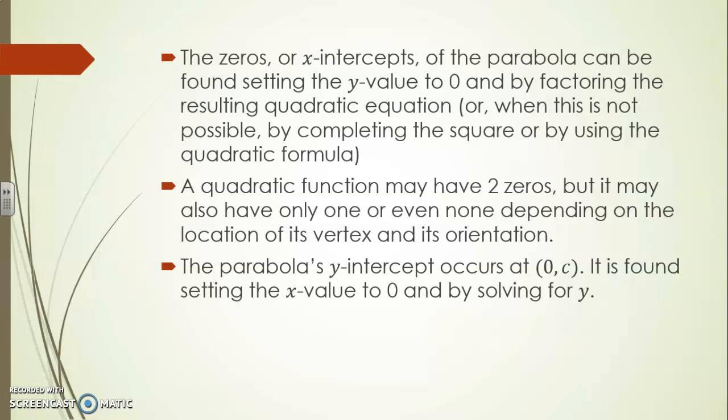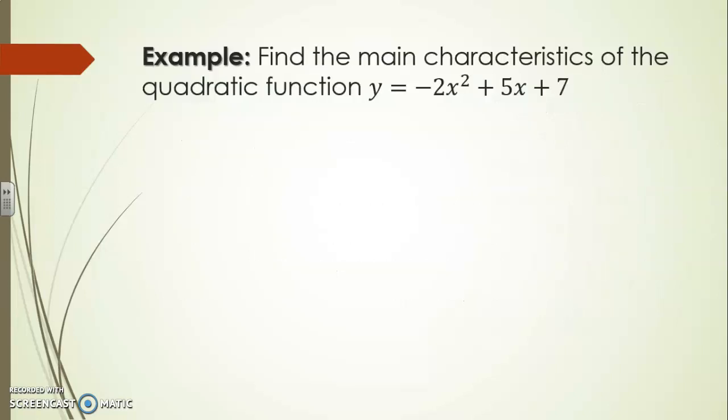Finally, the parabola's y-intercept always occurs at coordinate point 0, c. It is found by setting the x value to 0 and by solving for y. For example, find the main characteristics of the quadratic function y equals minus 2x squared plus 5x plus 7.